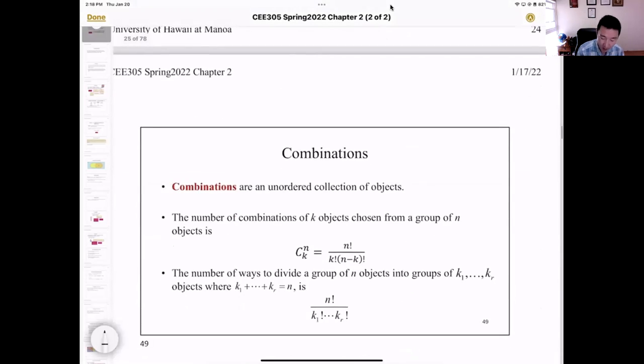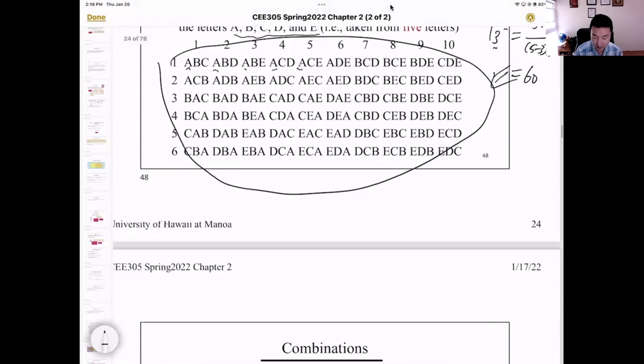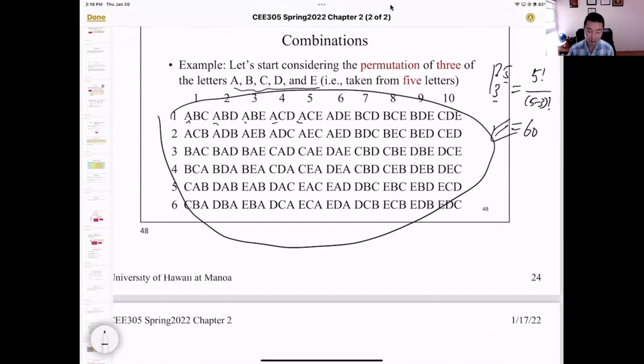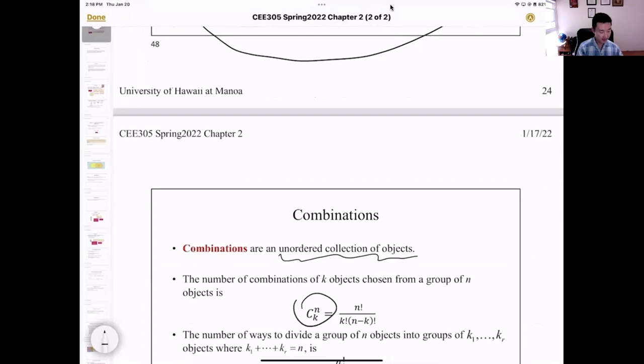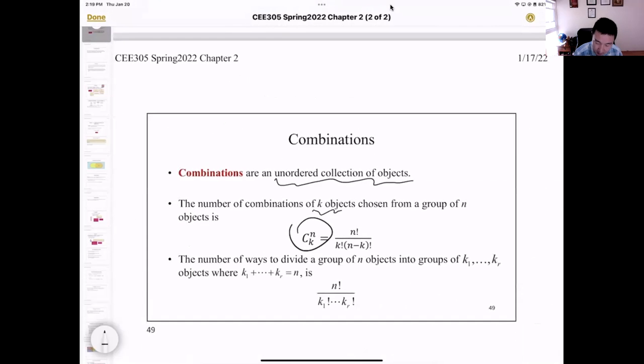Combinations are unordered collections of objects. So let's say we just pick 3 letters from these 5: A, B, C, D, and E, and the order of these 3 does not matter. Then we should use combination, which is C(k, n). The number of combinations of k objects chosen from a group of n objects, such as C(3, 5), will be calculated using the combination equation here. So C is for combination.